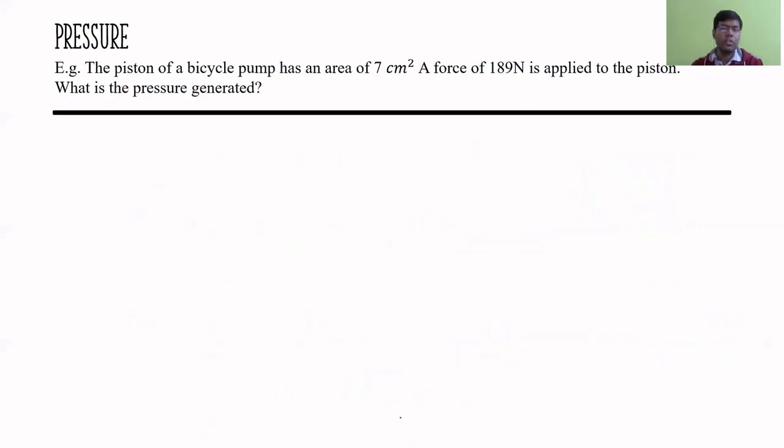Okay, so we have discussed speed, and then we have discussed density. So now let's see pressure. Pressure, as I mentioned, is nothing but force divided by area. Generally the units are Newton per meter square or Newton per centimeter square. So either of them we can use depending on the question.